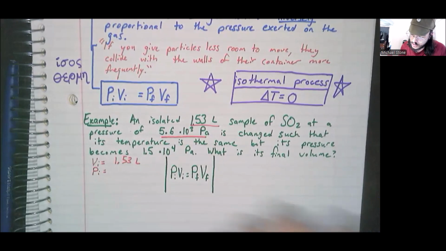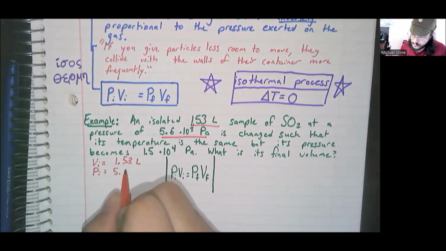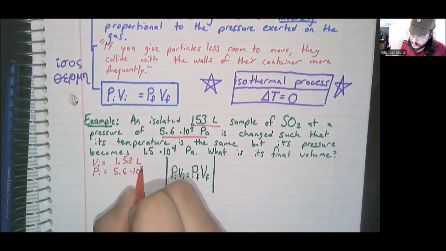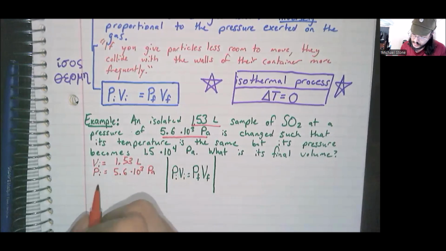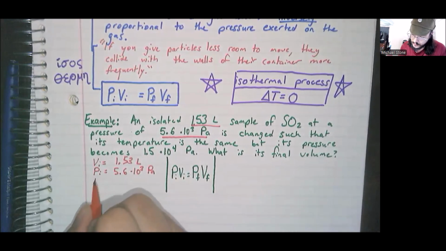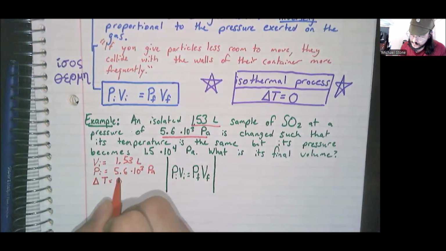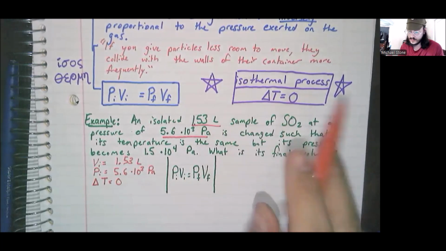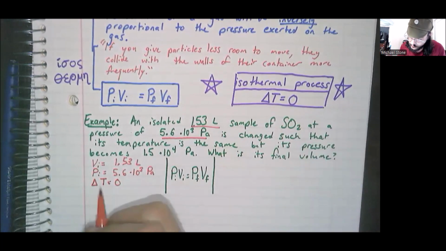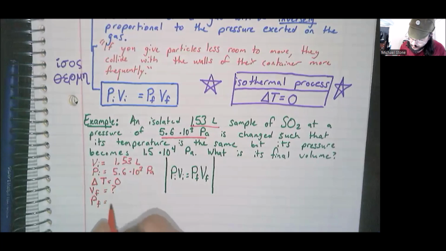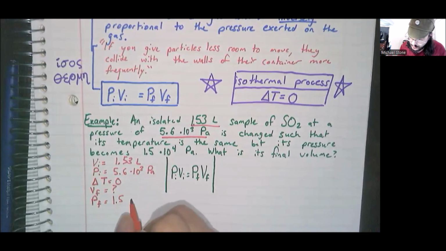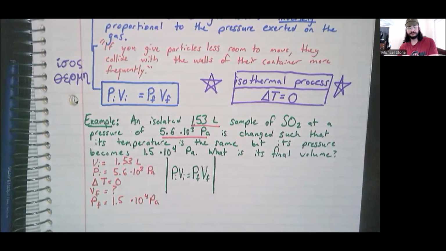Pressure initially is 5.6 times 10 to the 3rd Pascal. And it has changed, so the temperature is the same. So delta T is 0. You have permission to use this isothermal process descriptor. Final volume is our unknown, and our final pressure is 1.5 times 10 to the 4th Pascal.